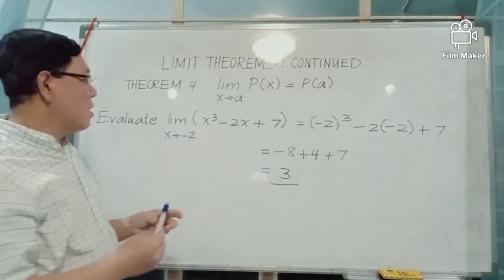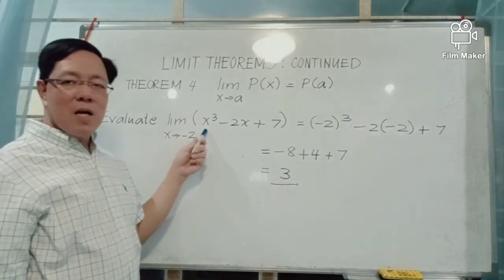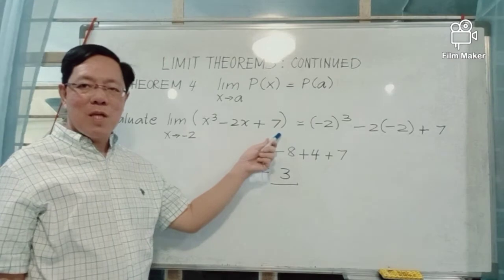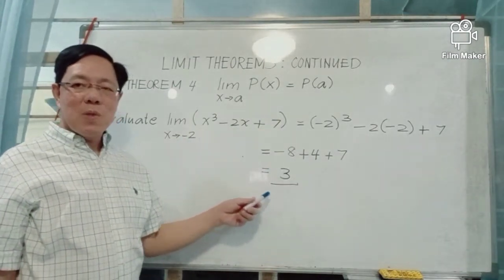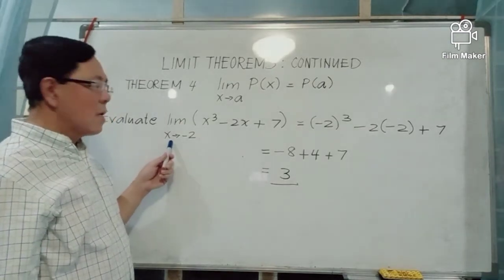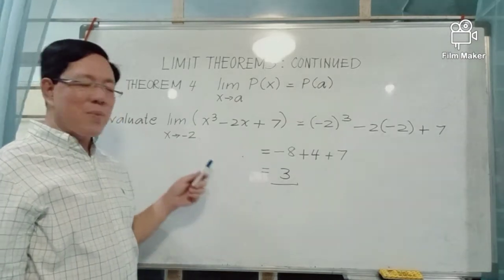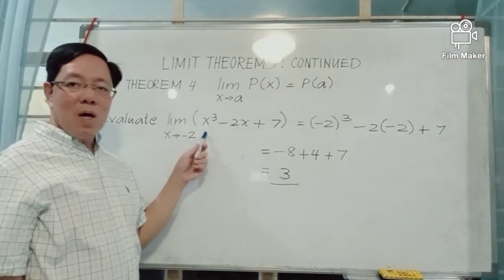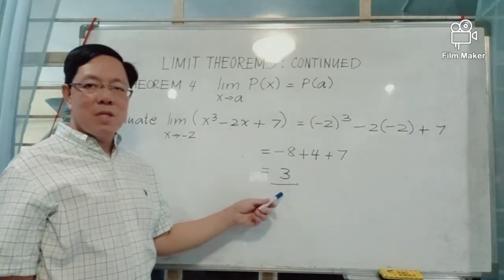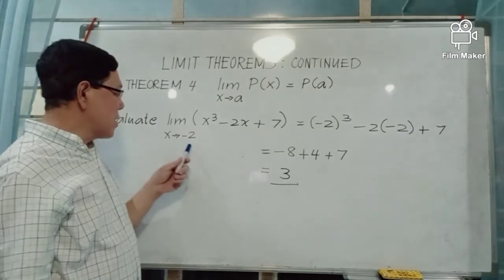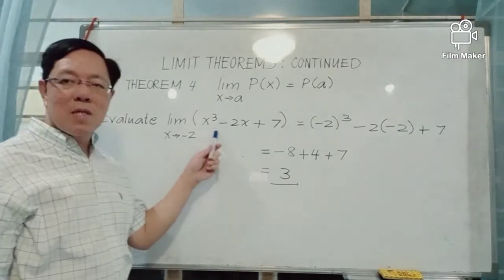Thus, the limit of our polynomial function, or cubic function, x cubed minus 2x plus 7 as x approaches negative 2 is 3. That means if you let the values of x approach negative 2 either from the left or from the right of negative 2, the value of y given by x cubed minus 2x plus 7 will approach the number 3. And this point negative 2 and 3 is a point on the graph of this cubic equation.